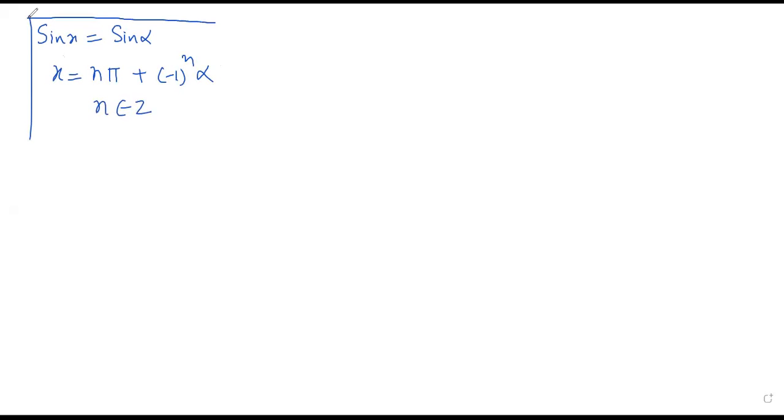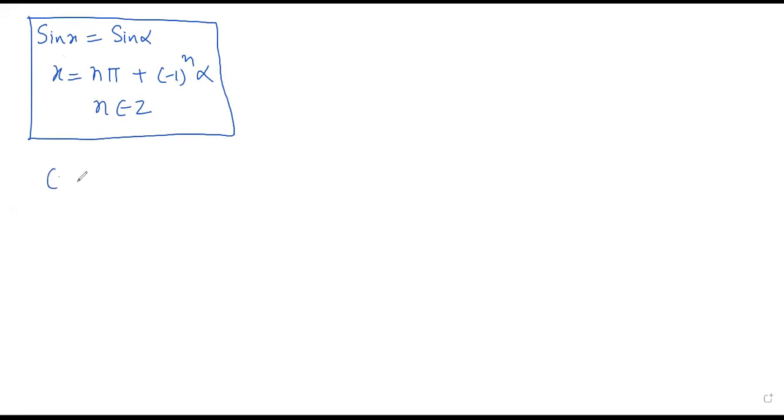Okay, so we were discussing in the previous session sin square x equal to sin square alpha, all the things like that. I have proved the formula for sin x equal to sin alpha. That will be x equal to n pi plus minus 1 raised to the power n alpha, and here n is an integer. Students, I have proved this in the previous video.